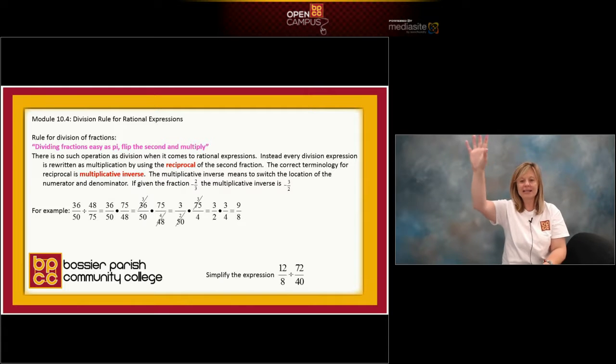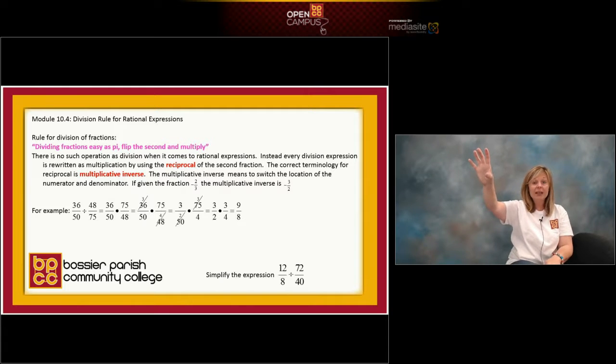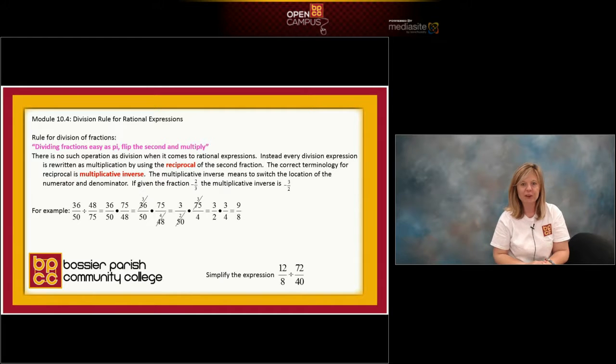I notice that my next numerator, 75, can reduce with my denominator, 50. Their greatest common factor is 25. 50 cents, 75 cents are all quarters. So their greatest common factor is 25. So 75 divided by 25 is 3. 3 quarters and 75 cents. 50 divided by 25 is 2. So now I have 3 over 2 times 3 over 4.